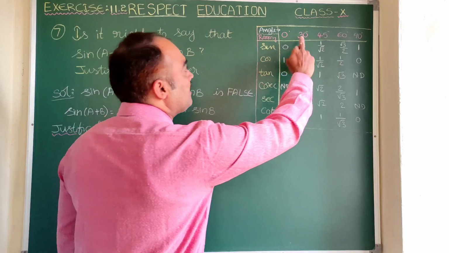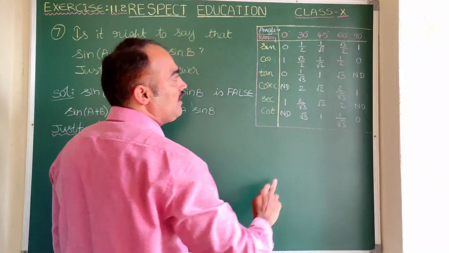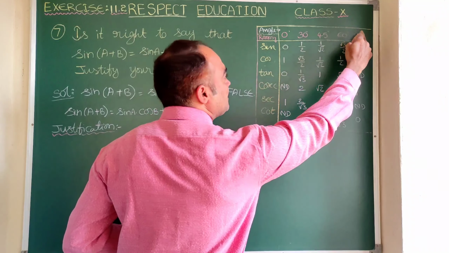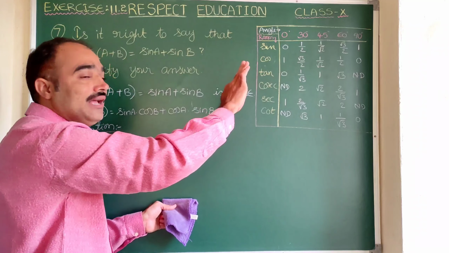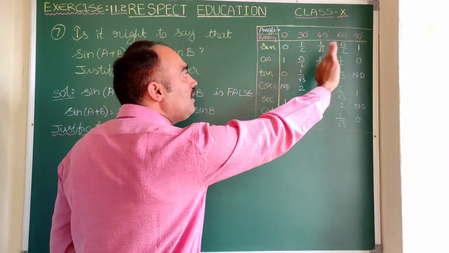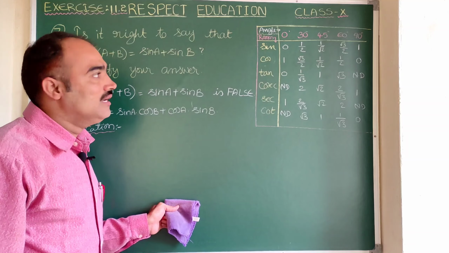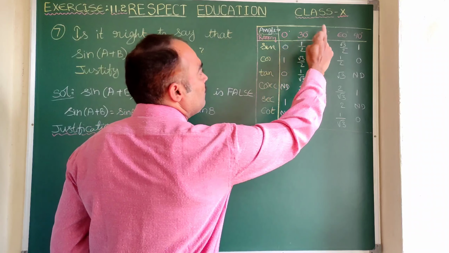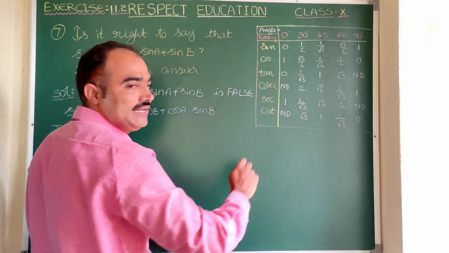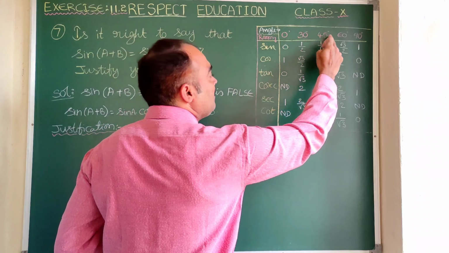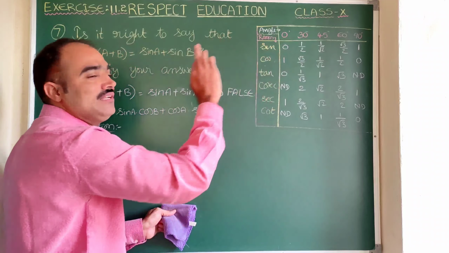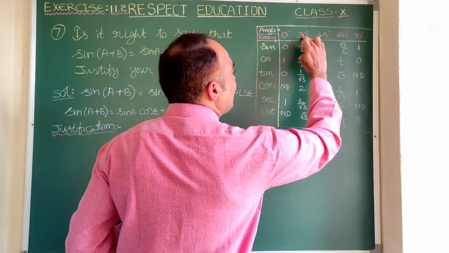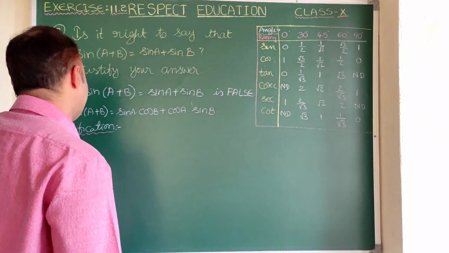So do not take 30 plus 90, that is 120. 45 plus 60 is 105, 45 plus 90 is 135. Those are beyond our syllabus. So better to take known values. 0 and 45 can be taken, 0 and 30 can be taken. If you take 30 and 45, that is 75, and sine 75 is not known to us at present. So the better one is 30 and 60. Let us take 30 and 60.